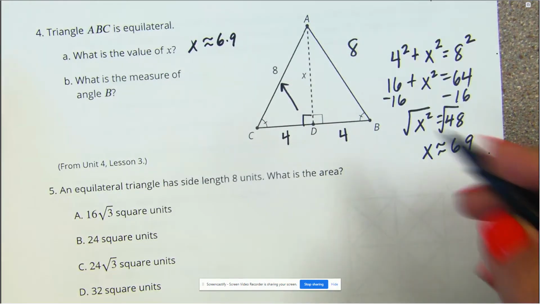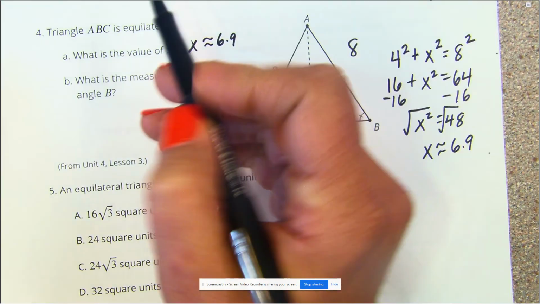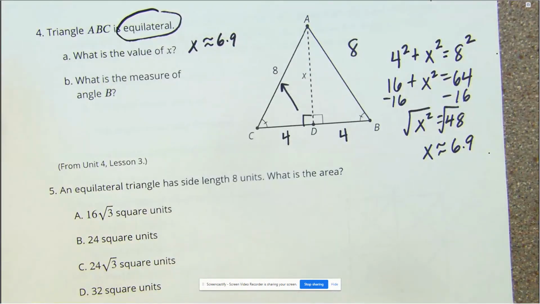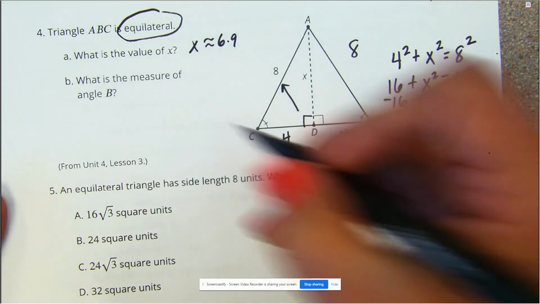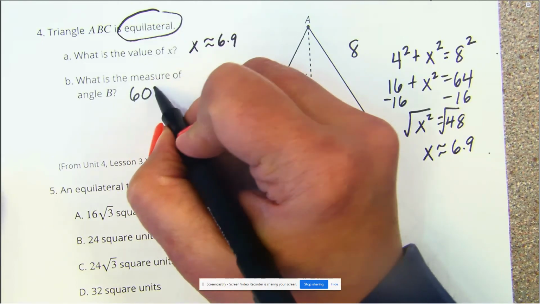What is the measure of angle B? Well, this word gave it all away. Equilateral triangle, what are all the angles? They have to be the same, and a triangle adds up to 180. 180 divided by 3, every angle is 60 degrees.